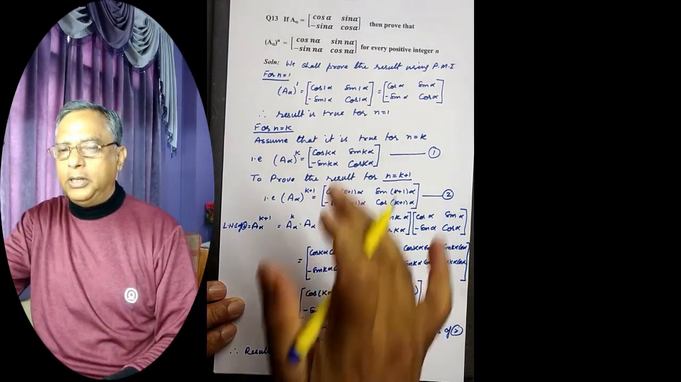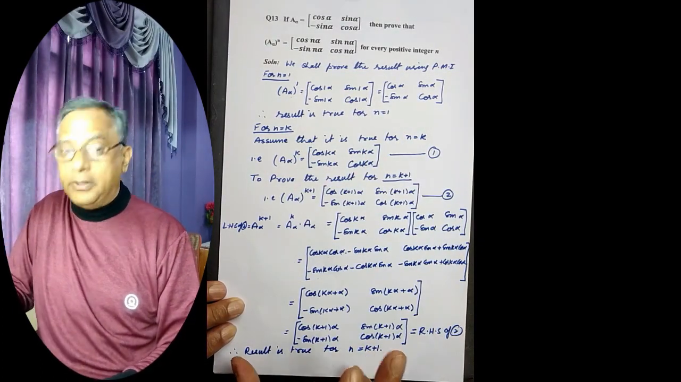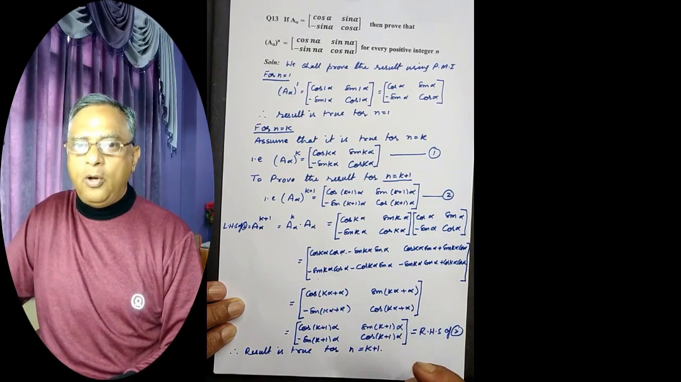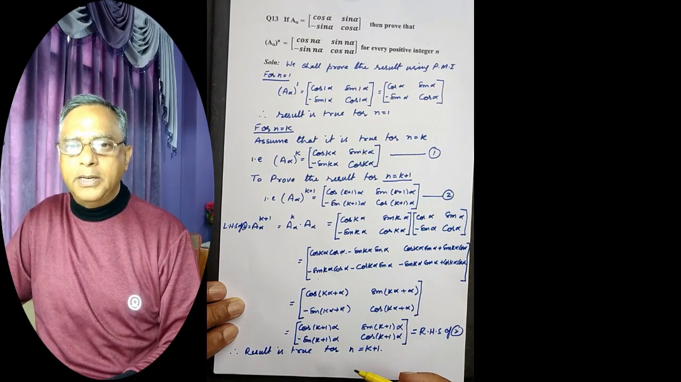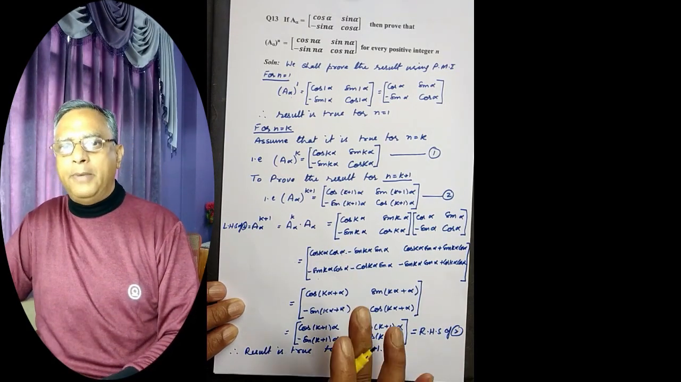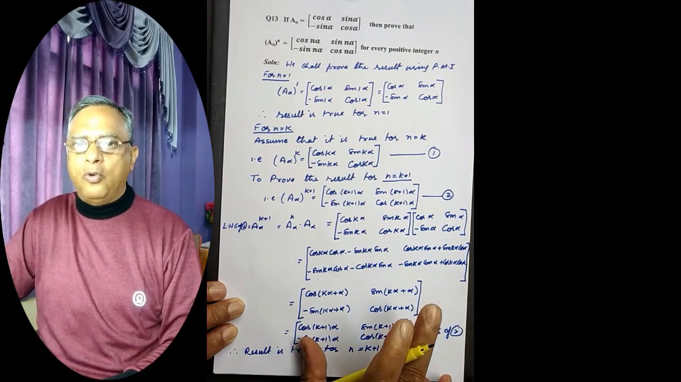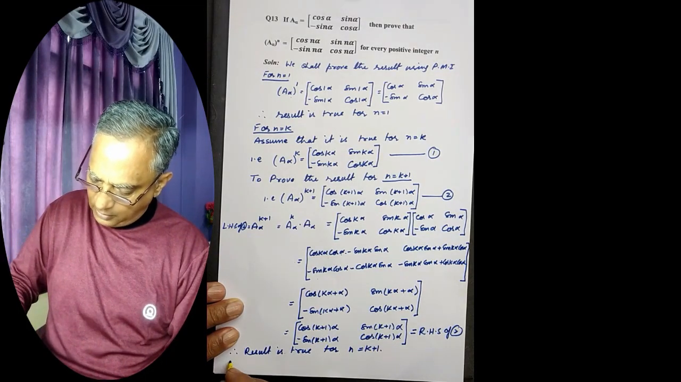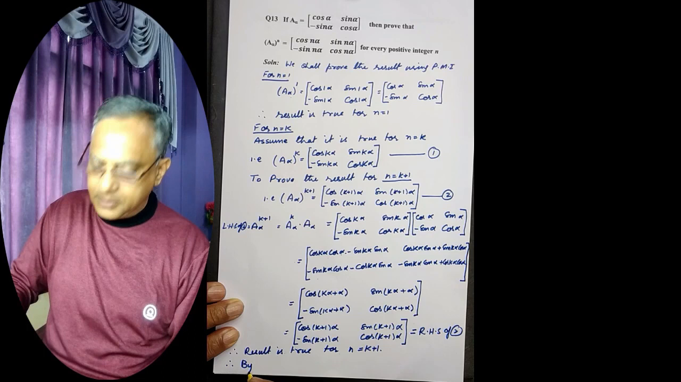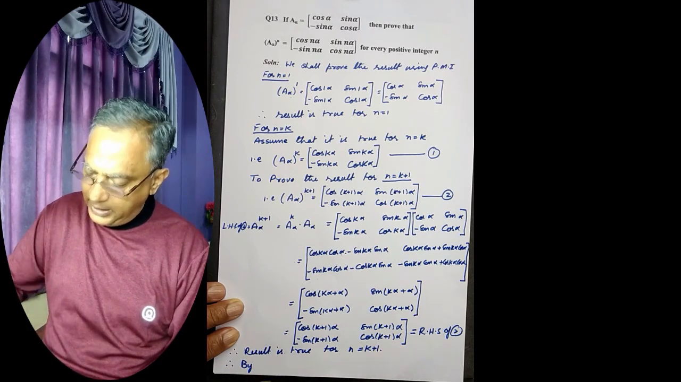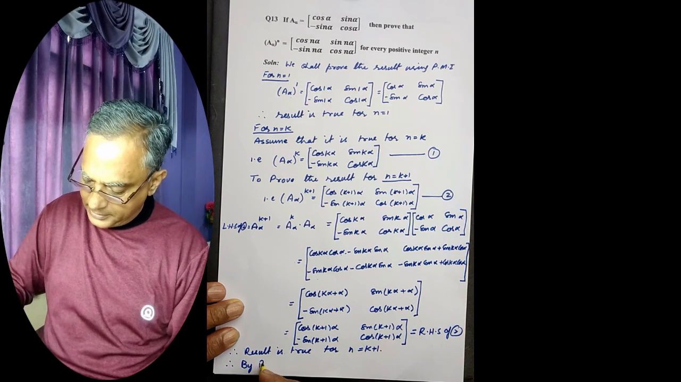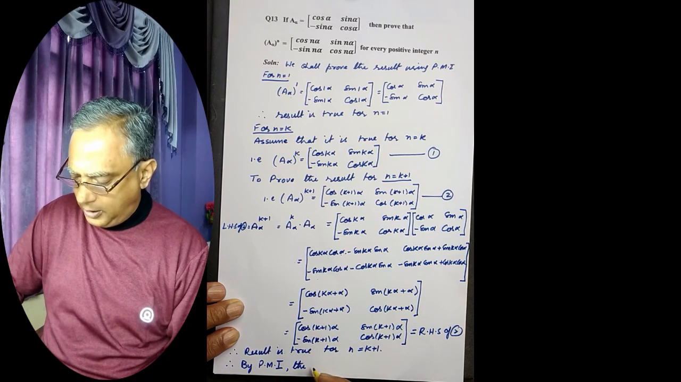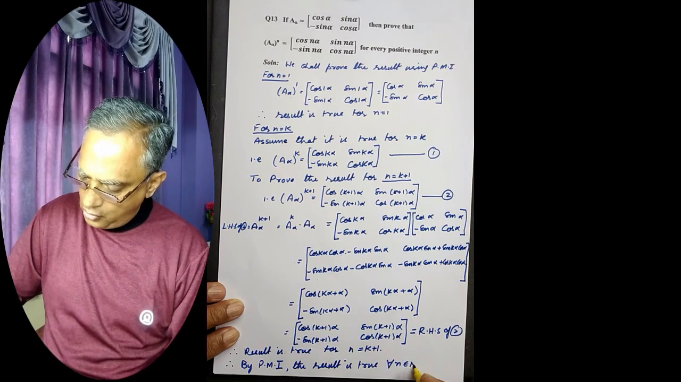Now you have proved all the 3 steps. But you cannot leave the result here. You haven't made any conclusion. Now you say all the 3 conditions of the principle of mathematical induction are satisfied, and therefore by the principle of mathematical induction this result is true for all n belonging to N. This line is very important. Therefore by the principle of mathematical induction the result is true for all n belonging to N.